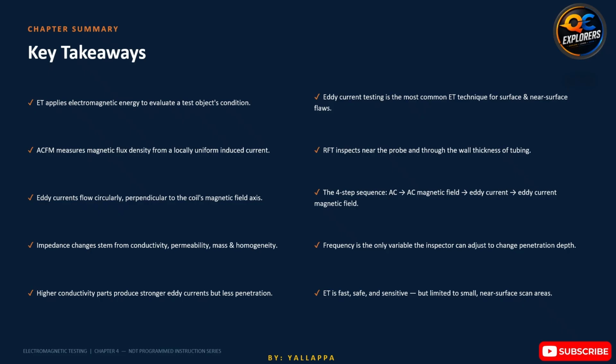We also learned that changes in conductivity, permeability, mass, and homogeneity influence coil impedance and therefore affect the inspection signal. Finally, we discussed the importance of frequency. It is the primary inspection parameter used to control penetration depth. Increasing frequency improves sensitivity to surface defects but reduces penetration, while decreasing frequency allows inspection deeper into the material.